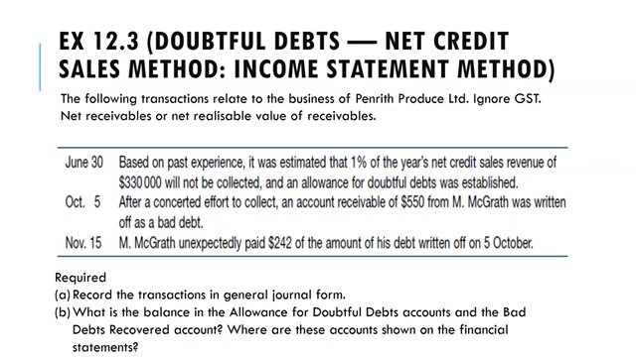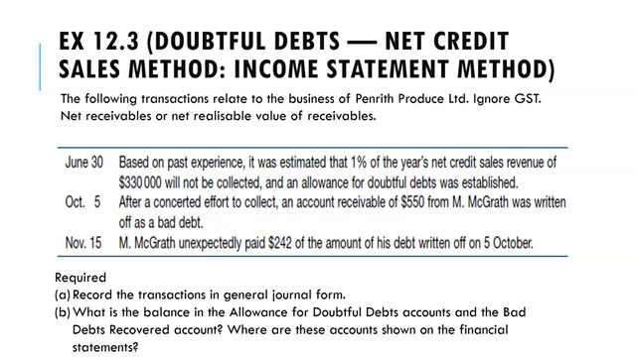So in this video, I'm going to discuss two questions. The first one is exercise 12.3. The second one is 12.4. We are looking at the example of how to calculate allowance for doubtful debt using different techniques, including how to record the journal entries for the bad debt as well as reversal of bad debts.